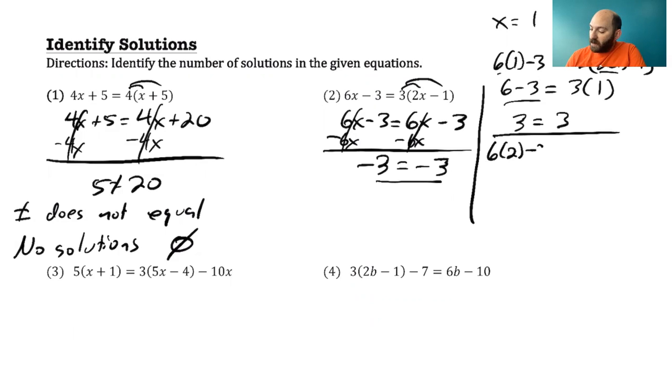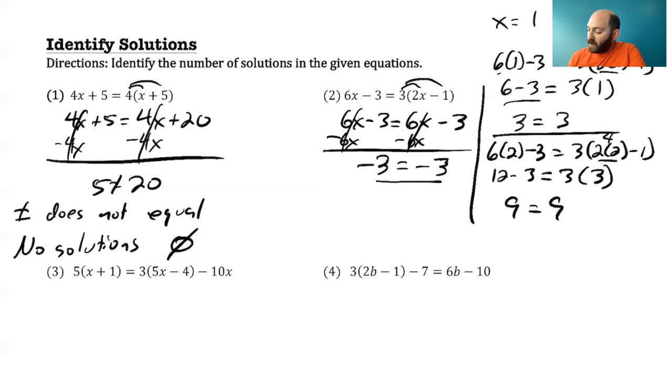I plug in 2. 6 times 2 minus 3. Does that equal 3 times 2 times 2 minus 1? So 6 times 2 is 12 minus 3. 2 times 2 is 4. And then 4 minus 1 is going to give me 3 there. 12 minus 3 is 9. 3 times 3 is 9. Both of these numbers worked in this equation. What this means is I have infinitely many solutions.